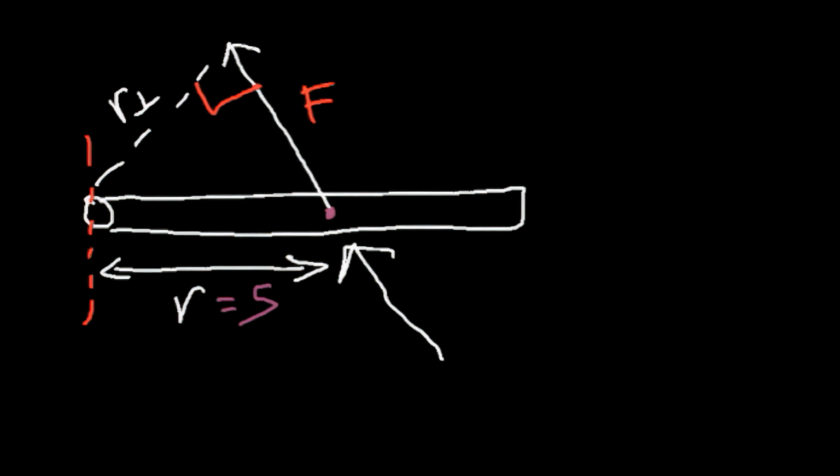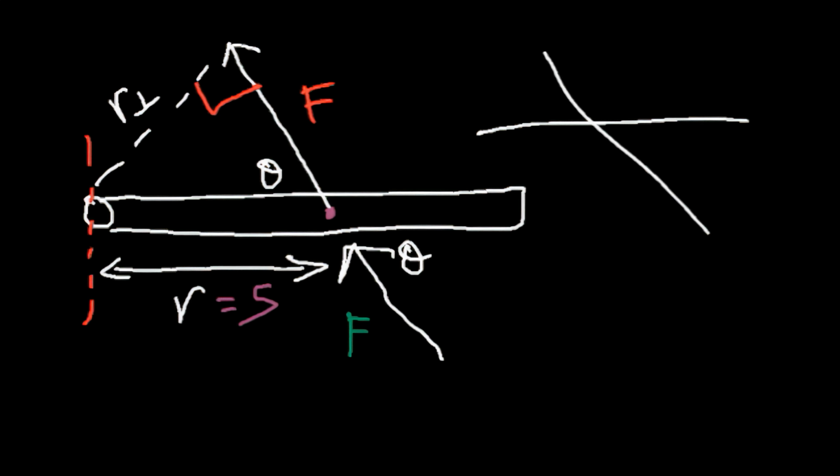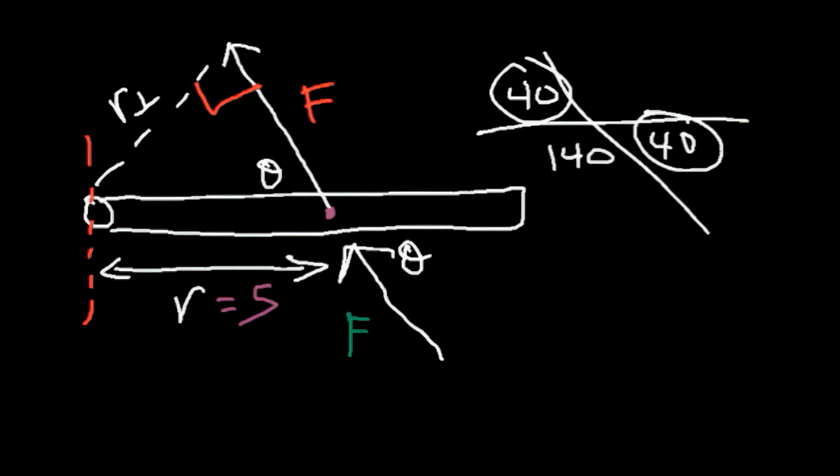Now the angle between the force and the door is the same as this angle here. In geometry, you know that these two angles are equal. They're vertical angles. So let's say, for example, if this is 40, this angle has to be 140 because this forms a linear pair. They have to add up to 180, which means this is 40 because these two form a linear pair. So therefore, these two angles are congruent.